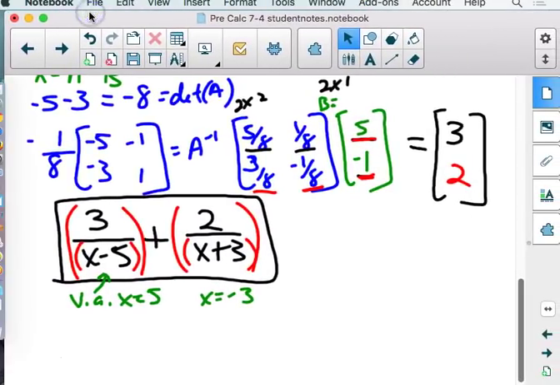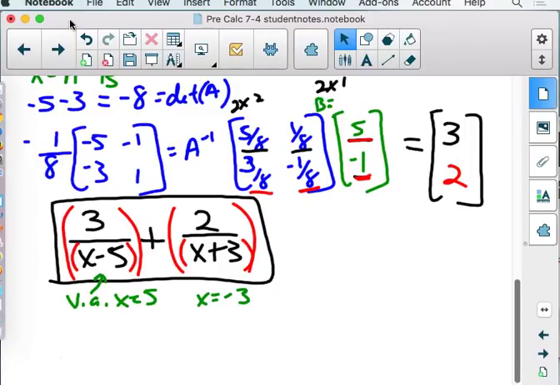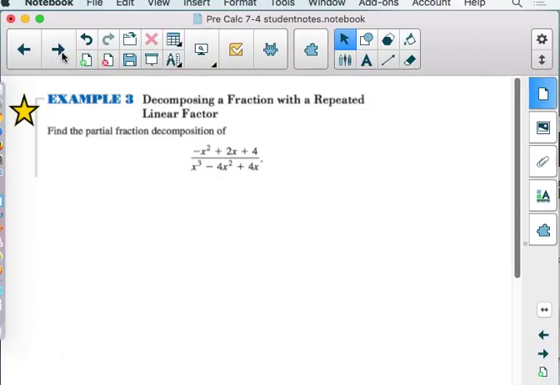Let's see what we can do here as we move further and further into those objectives of completing this partial fraction decomposition. So, decomposing a fraction with a repeated linear factor. Find the partial fraction decomposition. The first thing we would do is see whether we can do the division, but the degree on the top of this is less than the degree on the bottom, so we're not going to be doing the quotient with the remainder. We're just going to go right into how we can factor that denominator.